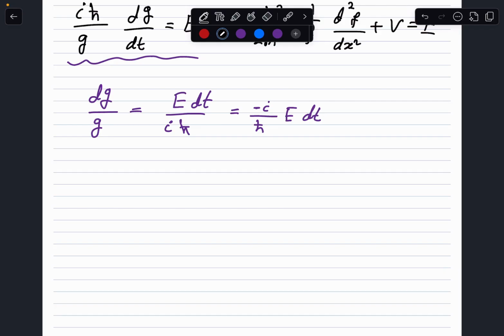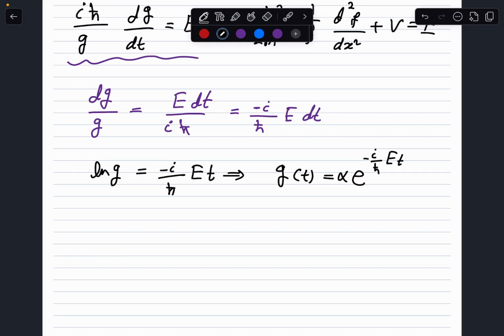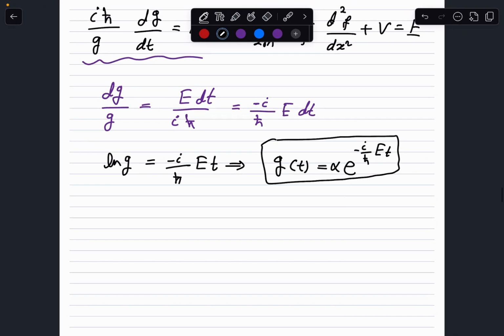We'll get on the left-hand side ln g is equal to minus i over h bar E t, which means that g of t is equal to some constant, let us call it alpha, for example, times exponential of minus i over h bar E t. So this is the general solution for the first ODE.